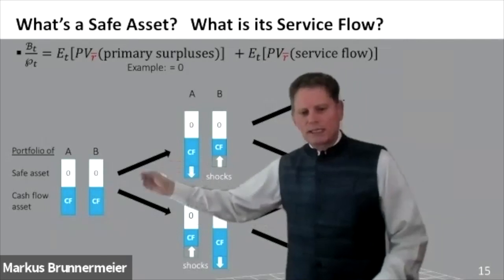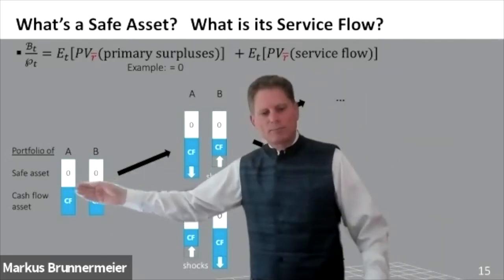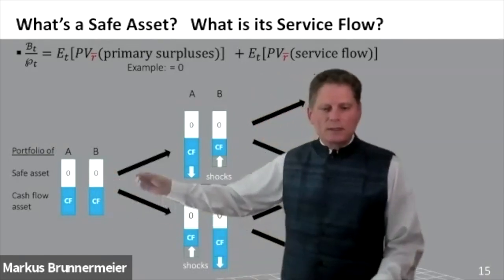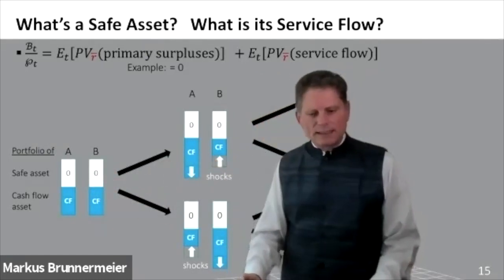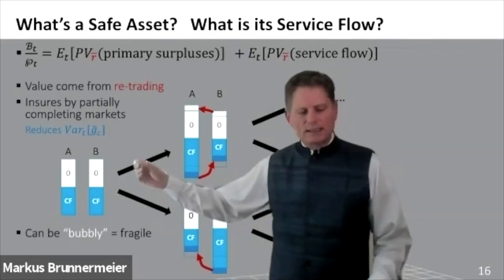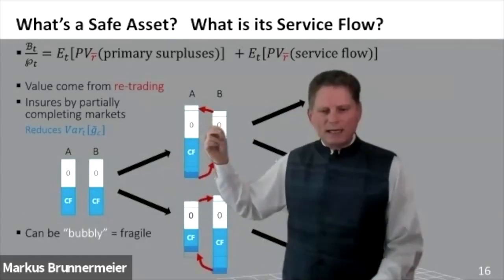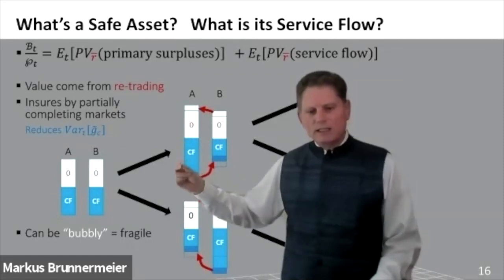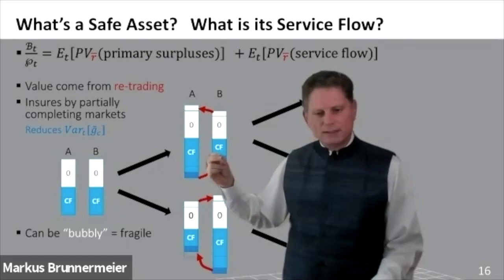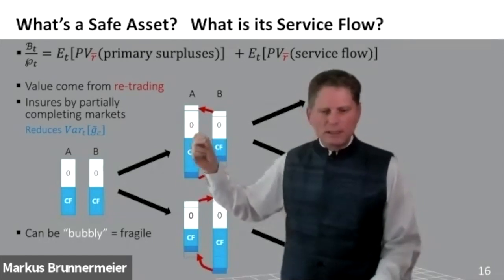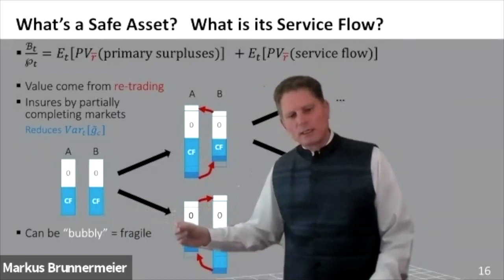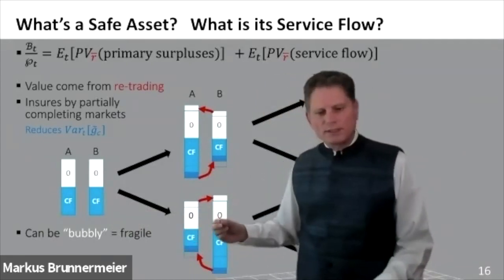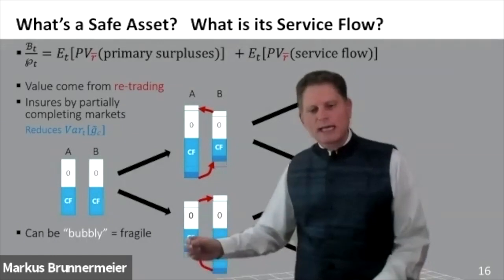So what they can do is both hold these white pieces of paper, which never pay any cash flow. If this world realizes, then Alice will buy some more white pieces of paper from Bob at a certain price and swap them for this cash flow asset. And if the world moves down, then Bob will buy some white pieces of paper in return for his cash flow asset.